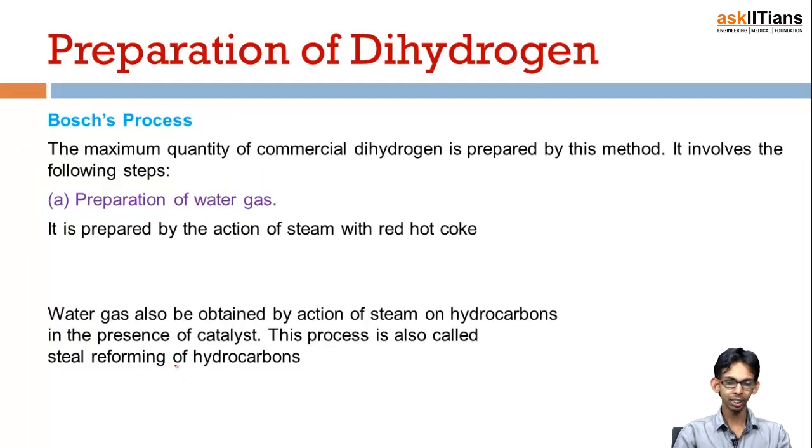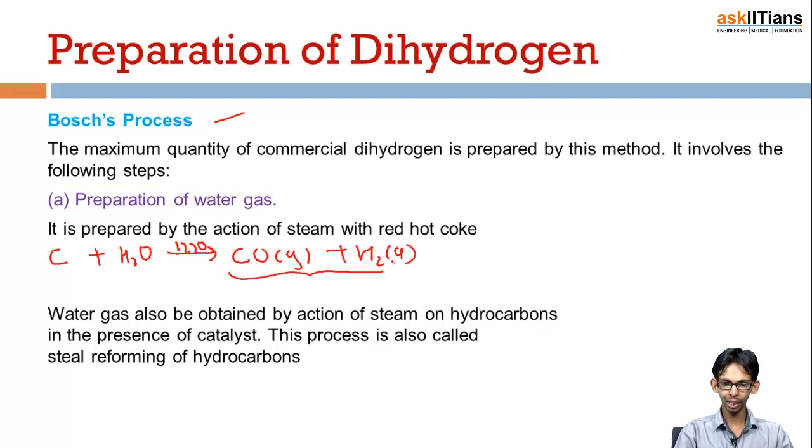Now there is another process used for industrial preparation of hydrogen, known as the Bosch process. In the first step, a carbon containing compound, let's say coke directly, is treated with water. Coal is treated with water at 1270 Kelvin to give carbon monoxide gas and hydrogen gas. This mixture of gases is known as water gas.